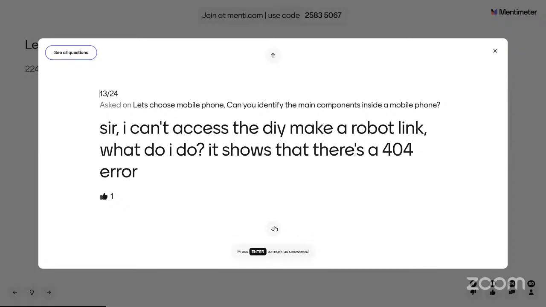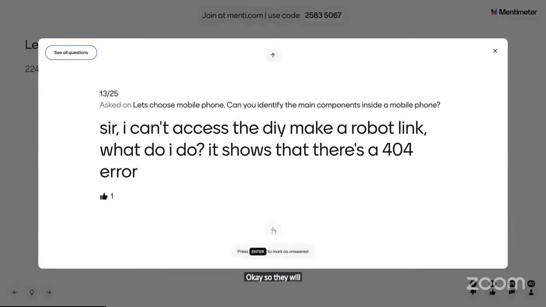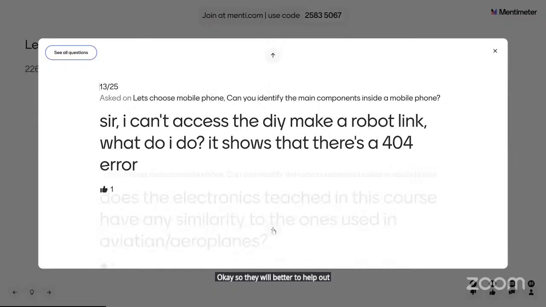Okay, so when you go with the second week content next Saturday, there are some TAs available. From that one, you can ask this question. Because Robot Link, all the particular discussion will be done by them. So they will be better to help out in this particular problem.